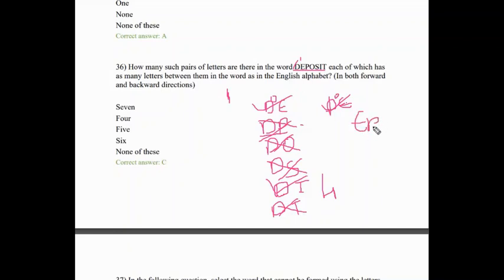Now you need to take E, EP, EO, like that you need to do for every letter and check. I guess you got the logic of what has to be done in this question. If you follow that, the answer will be 5.